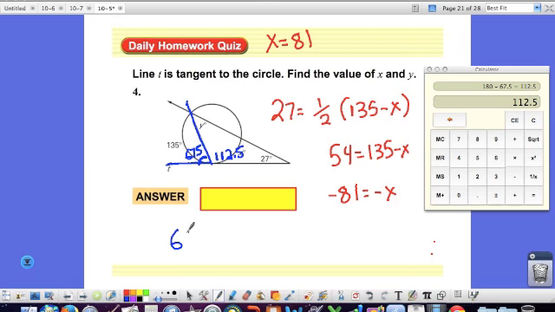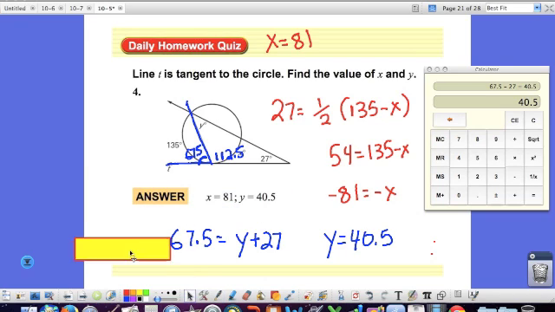I actually didn't even need to figure that out. I just realized from the exterior angle theorem, I could have done 67.5 is equal to y plus 27. That would have been faster. So 67.5 minus 27 is going to be 40.5. So my X value is 81, and the Y value here is 40.5.